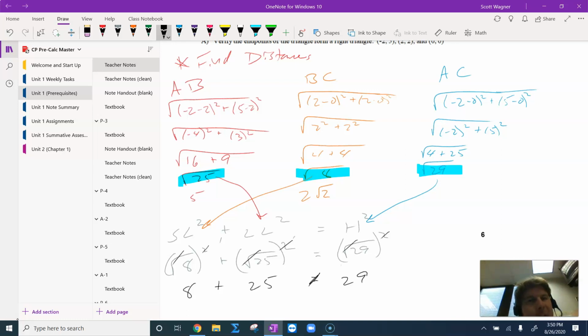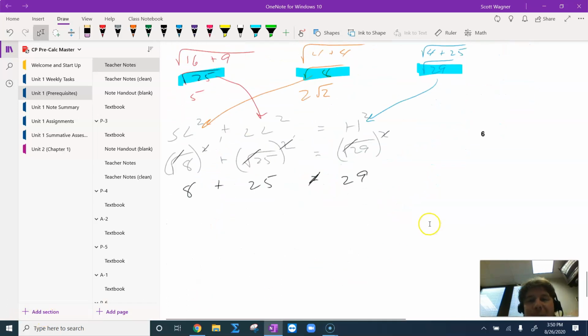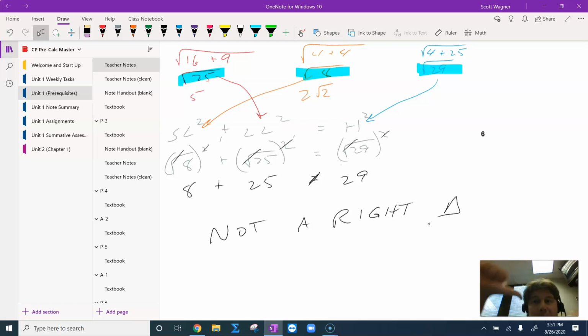Does that mean I made a mistake? No, that means I verified that this is not a right triangle. So that's what you're doing here. If you end up with a true equation, you've got a right triangle. If it doesn't work out for the Pythagorean theorem, you don't have a right triangle. Sorry on that one.